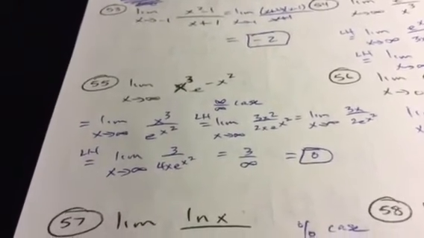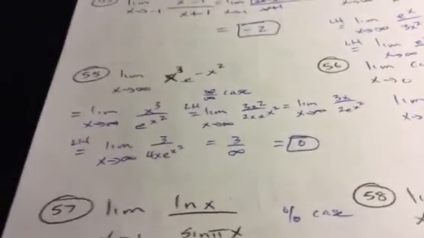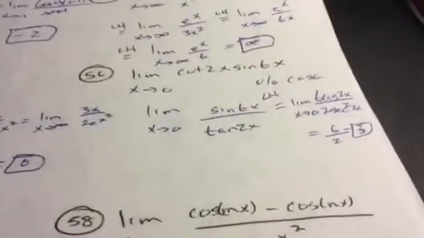So e to the negative x squared would just be 1 over e to the positive x squared. You have the infinity over infinity case a few times. Do a little algebra. Then you get 3 over infinity, which is a 0 solution.